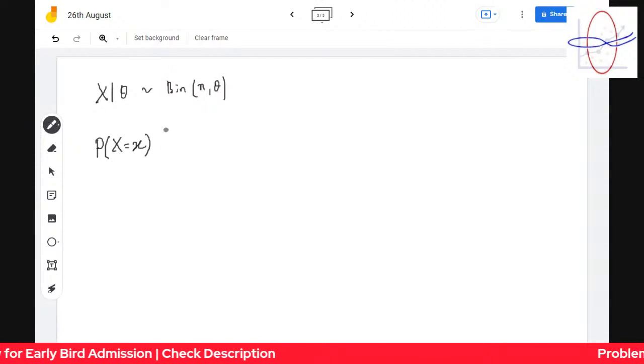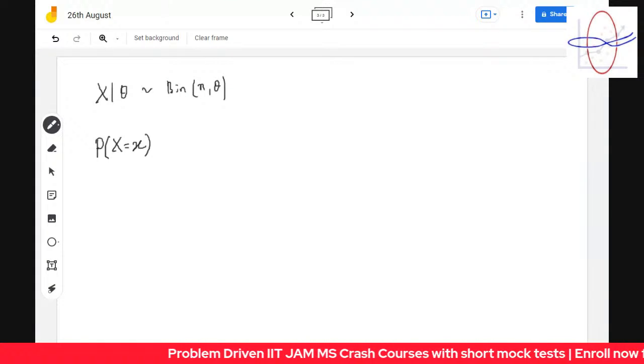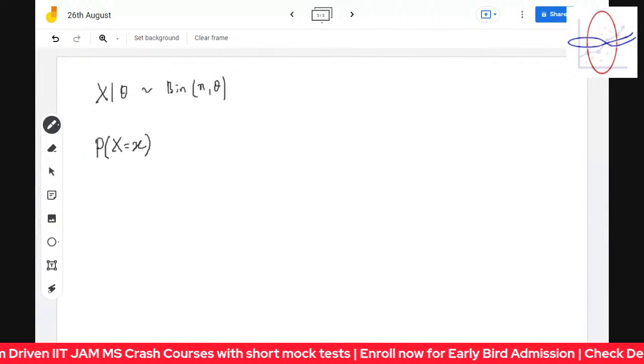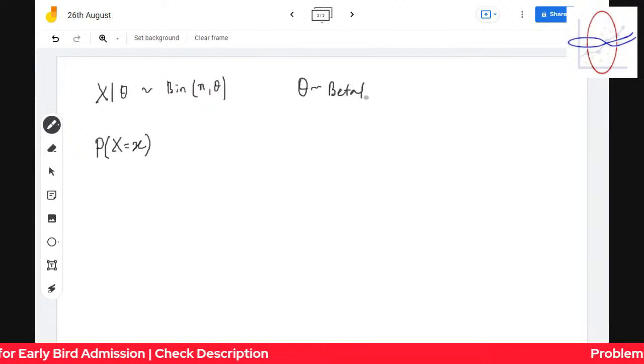continuous one. And if you remember, the support of the beta distribution is between 0 and 1. So that's a perfect distribution for a probability parameter, okay? So that's why theta follows beta. Theta follows beta p comma q, that's given.